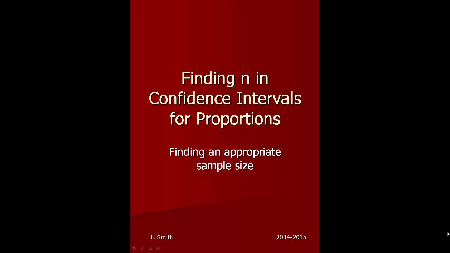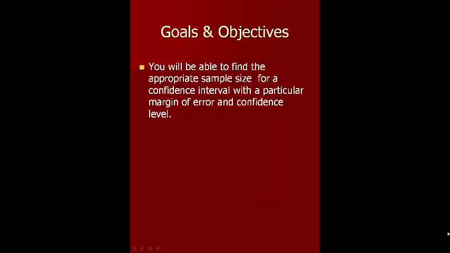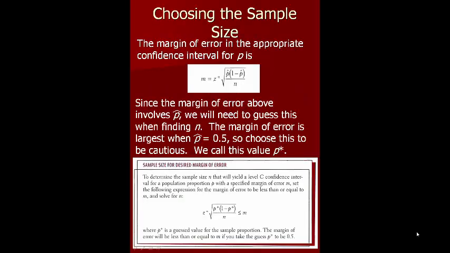This short presentation is about finding n in confidence intervals for proportions, and n is our sample size. Sometimes we have a specified confidence level and a margin of error, but we don't know what size n we're going to need to achieve that. Our goal for this lesson is that you're going to be able to find an appropriate sample size for a particular confidence interval with a particular margin of error, and then we'll go from there.